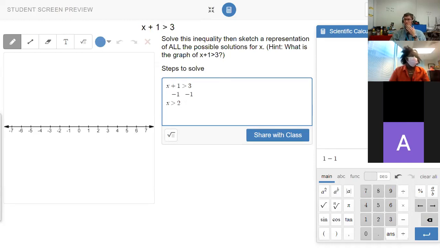No. Okay. So now we have to graph this. X greater than 2. So where should I go first? Which number should I start with? Positive 2. Okay. So I'm going to circle that. And then what direction are we going? To the right or to the left? Are we increasing numbers or decreasing numbers?